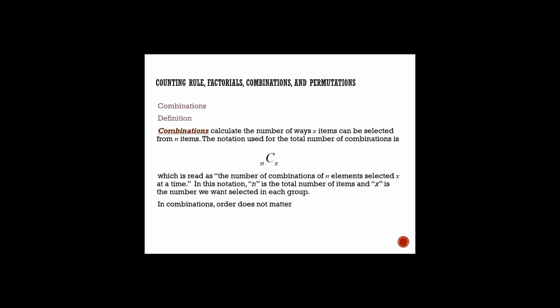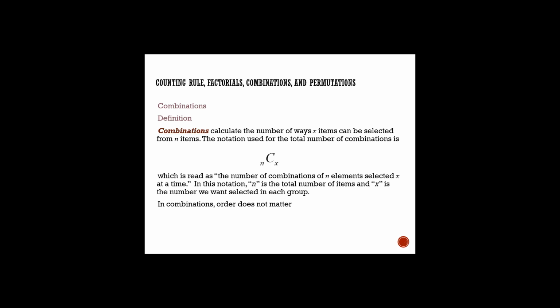Another mathematical term and function we need to be familiar with is how to do combinations. Combinations calculate the number of ways that we can select a certain number of items out of a certain number of items. We say X is the item being selected, N is our group that we're selecting it from, and we write it as N combination X.